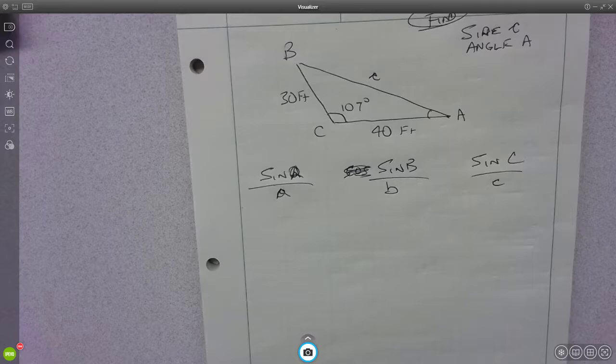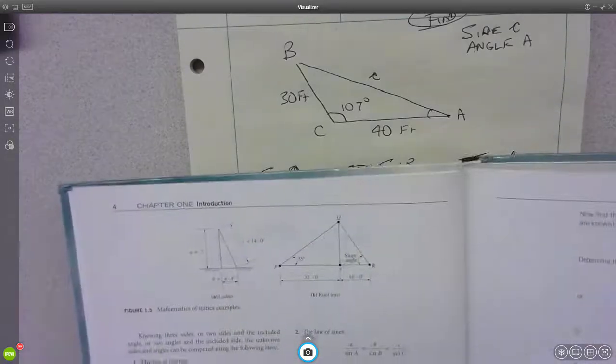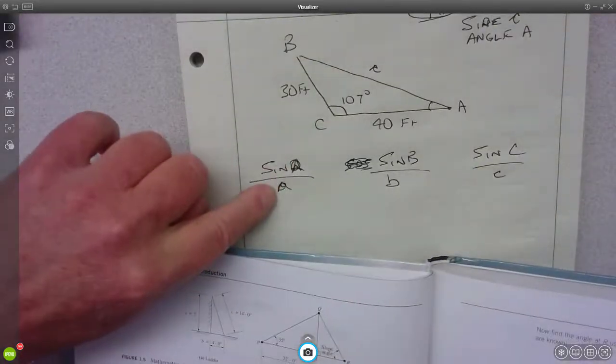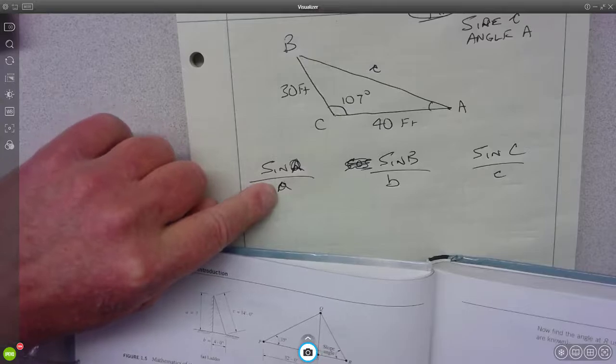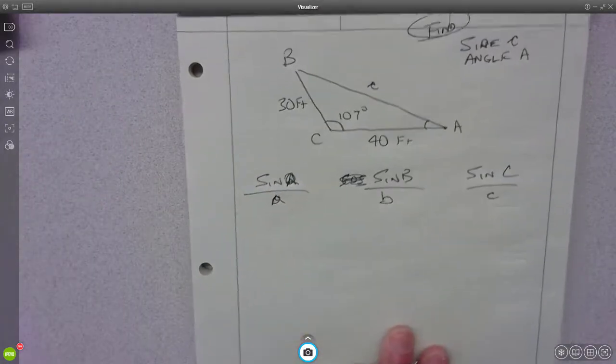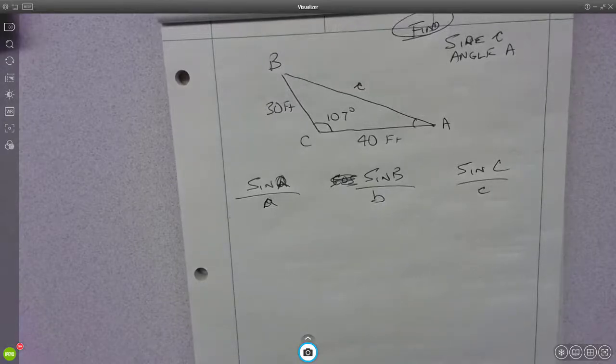That's how they wrote it. I just wrote it upside down. See how you can do that? Either way. They have it A over the sine of A, and I have it sine of A over A. You can flip them either way. So there's that one.